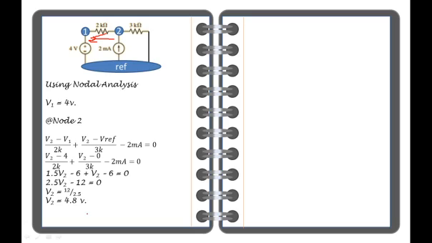So if we have 4.8 volts, to get the current ISC, the current that flows through the short circuit portion, it is the current that passes through the 3 kilo ohm. Using Ohm's law, V over R, 4.8 over 3K, the short circuit current is equal to 1.6 milliamps.